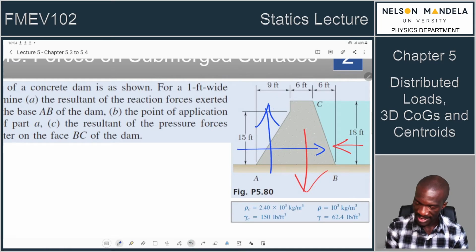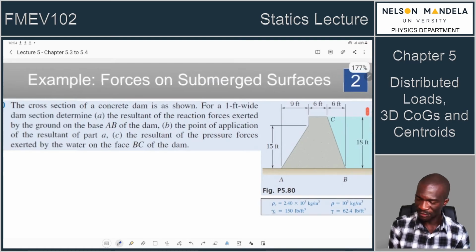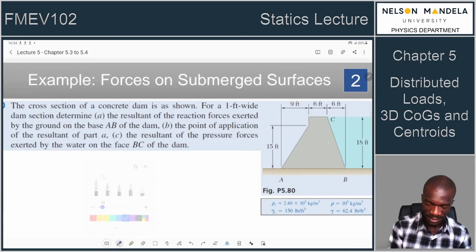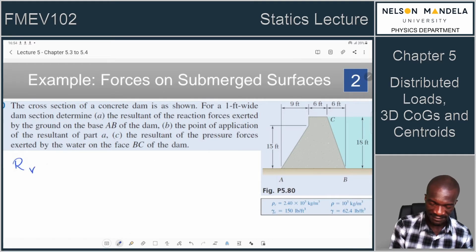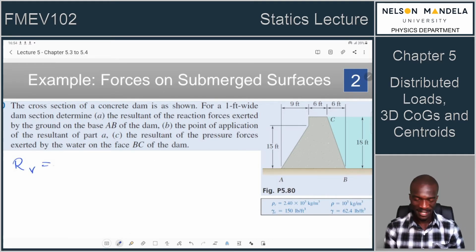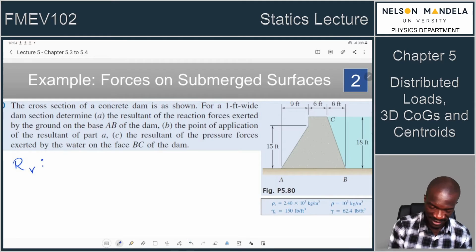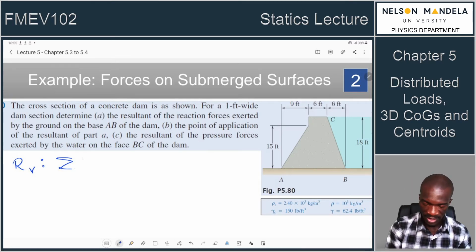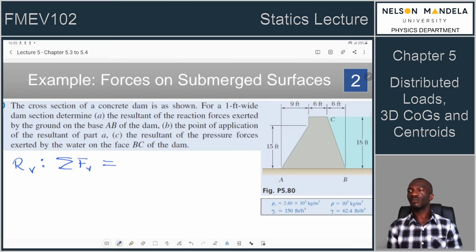Right, so let's find out these sections. The easiest is obvious for us to find. I want to find the resultant, and the resultant in the vertical is the easiest to find. So how can we find the resultant in the vertical? We can use the principle of equilibrium, because this is a static case. The sum of all forces in the vertical must be equal to 0.